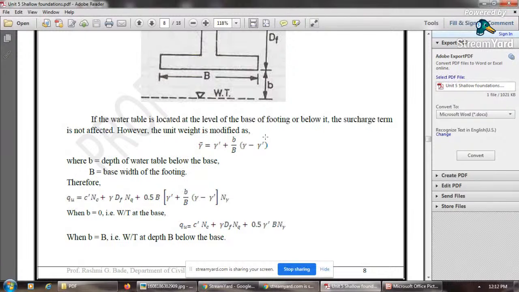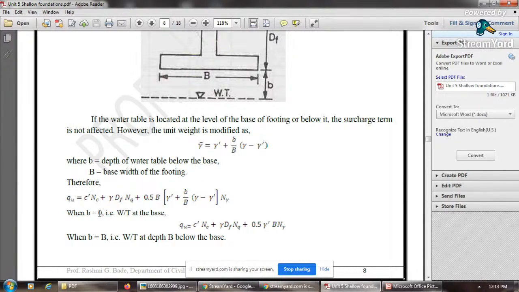So what you have to calculate is the unit weight up to the depth B. So gamma bar equals gamma' plus b upon B times (gamma minus gamma'), where gamma is the total unit weight, b is the depth of the water table below the base and B is the width of the footing. Therefore, qu equals c' Nc plus gamma Df Nq plus 0.5 B gamma bar N gamma.